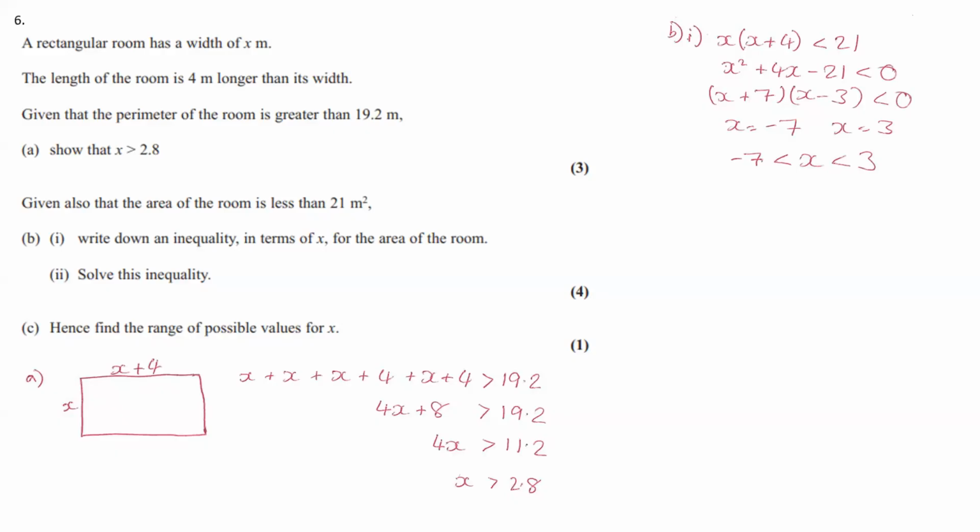So it had to be true for both inequalities. So I just did a very simple x-axis, a kind of section of it, for both inequalities. So one was greater than 2.8 and the other one was between -7 and 3. And the inequalities, they have to overlap, the ones that it's true for. So the overlap is between 2.8 and 3.